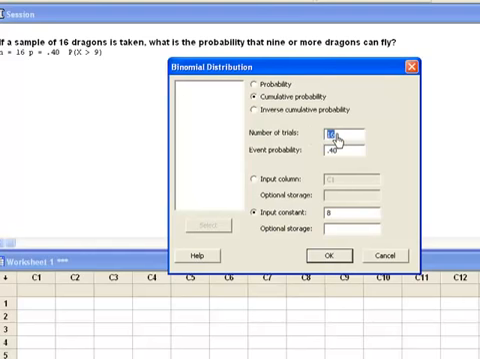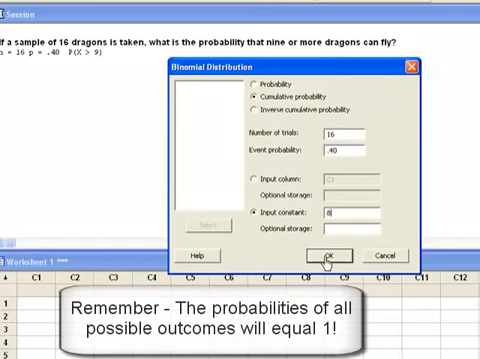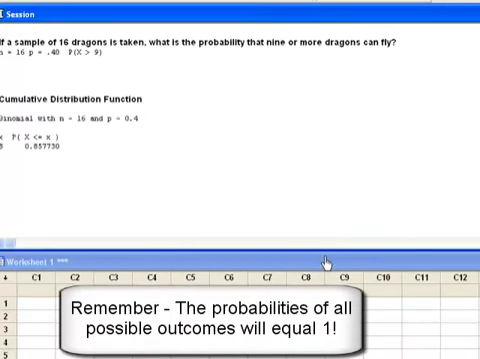I insert the number of trials, which is 16, always n. Event probability is 0.40, which is the probability of success. Now I'm going to use an input constant. I want the probability that 9 or more dragons can fly. That means what I don't want is from 0 to 8. Because I don't want 0 to 8, I'm going to use 8 as my input constant and hit OK.